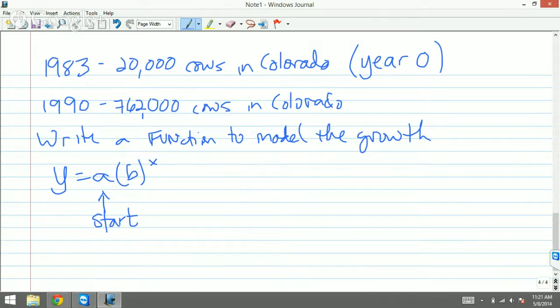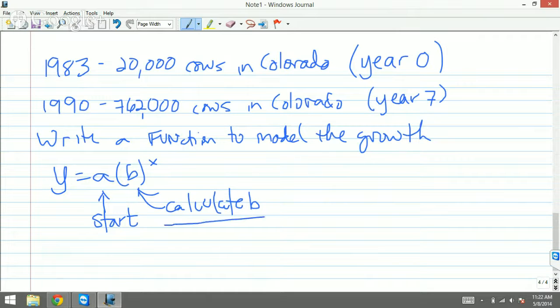Right? And then, what year is this? It's year 7. This is year 0. 83 is 0. 84 is 1. 85, 86, 87, 88, 89, 90, year 7. And there were 762,000 cows. So our goal here is to calculate B.